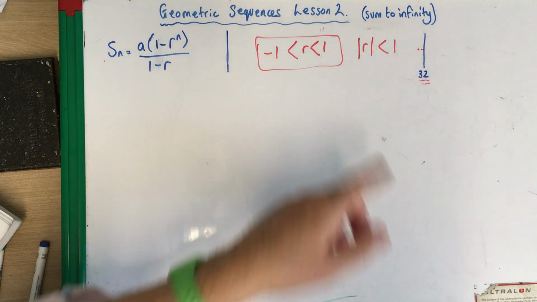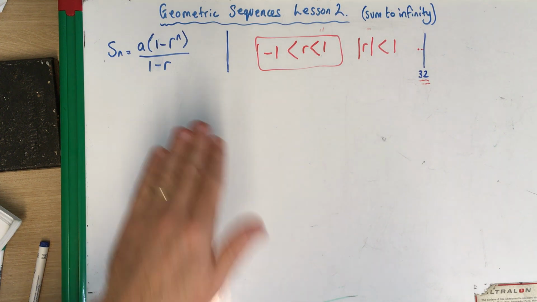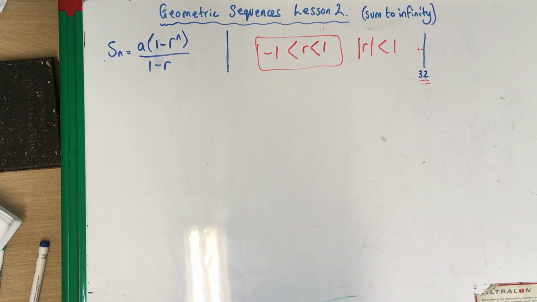I mean, you could have a common ratio of 0, can't you? That's between 1 and minus 1. And the sum to infinity would just be the first term, because everything after that becomes 0, doesn't it?